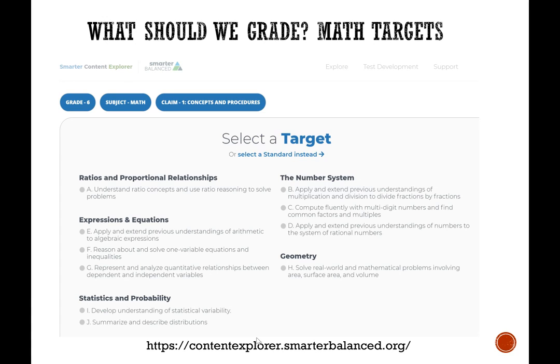We are going to come back to this website over and over again and give you time to also explore and be at recess and mess around with this website. It's at smarterbalance.org, and it is called the Content Explorer. And I've put the URL address at the bottom of this slide.